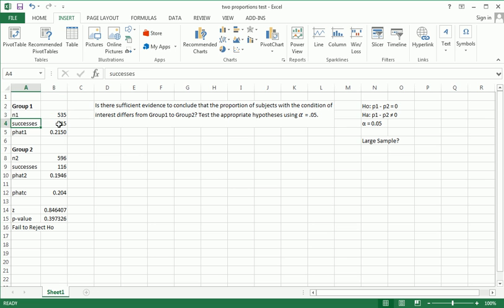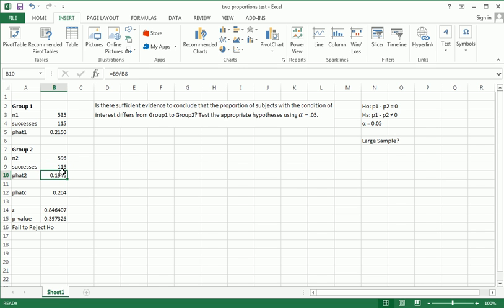Of those 535, 115 met this condition that we're interested in, what we'll call success, whatever it might be. So you can imagine this variable as a binary variable, something like a yes or no. So 115 were yeses. That was the thing we were interested in of the 535, okay? And likewise with group 2, we had a sample size of 596. We took an independent sample here, meaning independent from the first. And of those, 116 were successes.